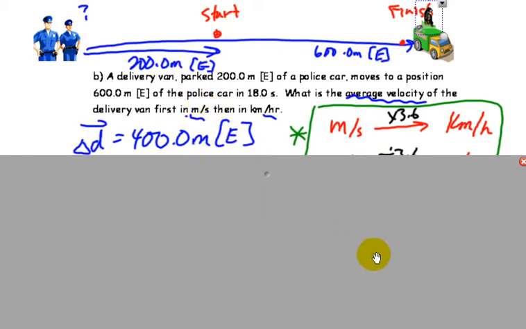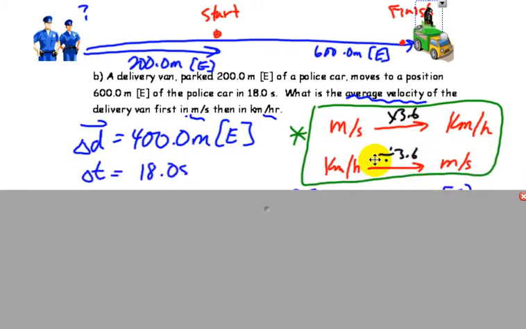If we recall in the previous booklet, we looked at a shortcut for going from meters per second to kilometers per hour: multiply by 3.6, or vice versa. If I'm going from kilometers per hour to meters per second, divide by 3.6.